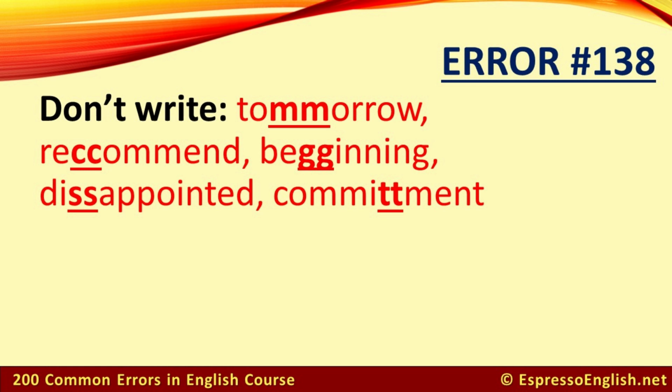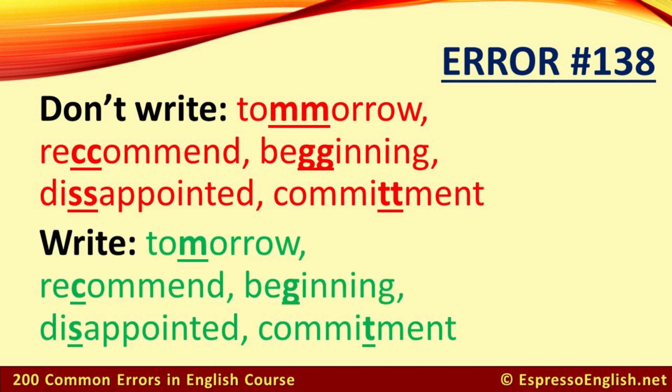Now let's look at some words where the mistake involves adding an extra letter. Error number 138 is that sometimes people take a word that has a double letter elsewhere and add an extra double letter, but that's wrong. So the word tomorrow has only one M but two R's. Recommend has only one C and two M's. Beginning has a single G in the middle and two N's. Disappointed has only one S and two P's. And commitment has two M's in the middle and a single T in the middle.